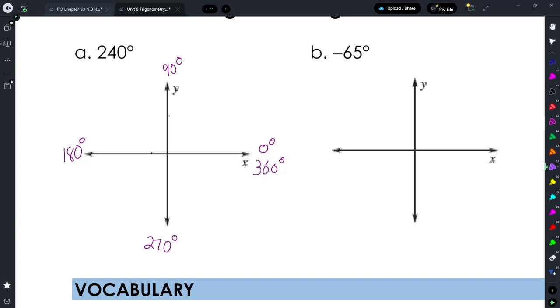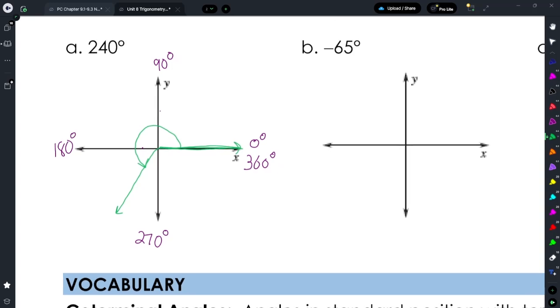So 240 degrees, it's bigger than 180, but less than 270, but it's also closer to 270 than it is to 180. So when I draw my initial side, my terminal side will be down here, and since it's a positive angle, I go in this direction. So that would be a positive 240 degree angle. Now I'm not going to get super serious and get a protractor out to make sure it's exactly 240. We're just estimating based on our knowledge.